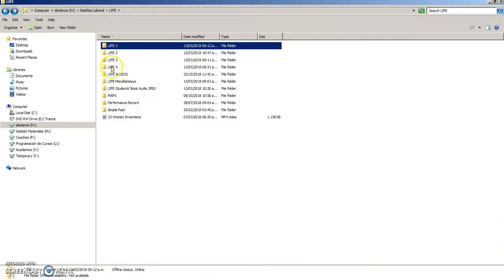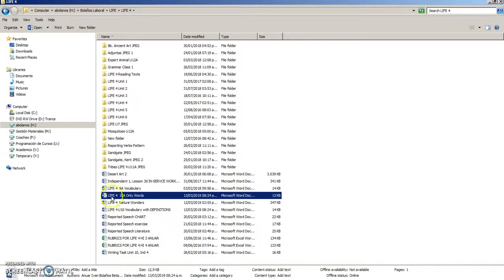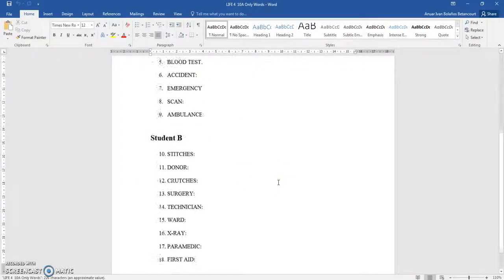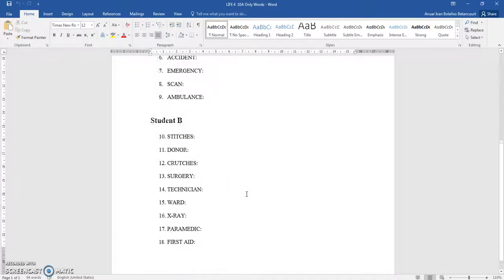I'm going to show you another one that I have here in Life 4. This is an exercise that I do in two forms. The day before, I give the students the exercise, this says Life 4, 10A, only words. So there are like 18 words that you can see there. I give 9 to student A, 9 to student B.